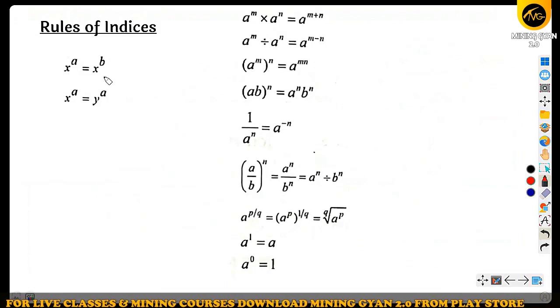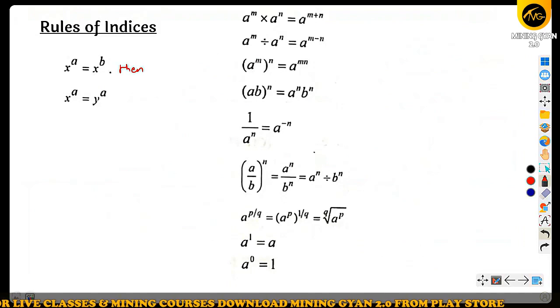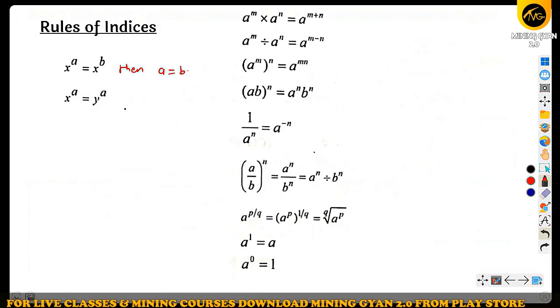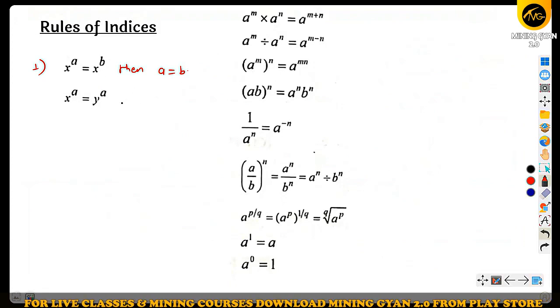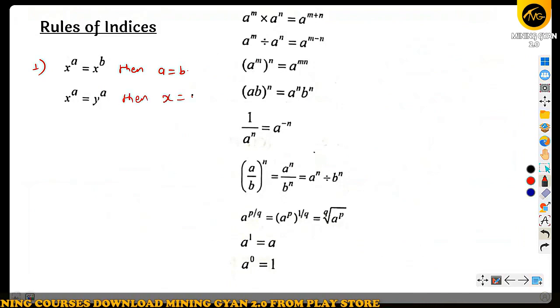Now x power a is equal to x power b, then if the bases are the same, then the powers will be the same. A is equal to B, right? This is the first rule. If the bases are equal, then the powers will be the same, a equals b. Now, if the powers are the same, a and a, then x is equal to y. That means if the powers are the same, then the bases will be the same, x equals y.